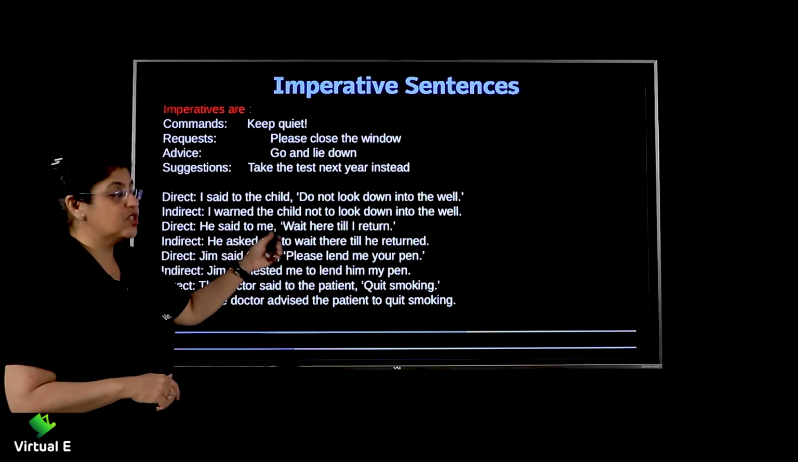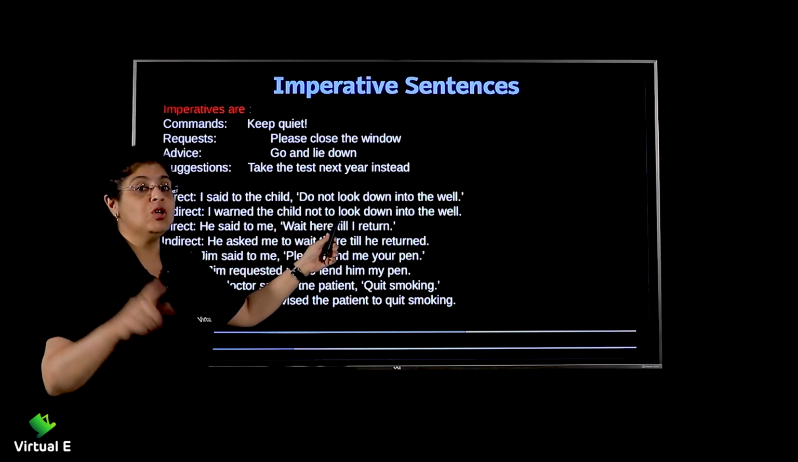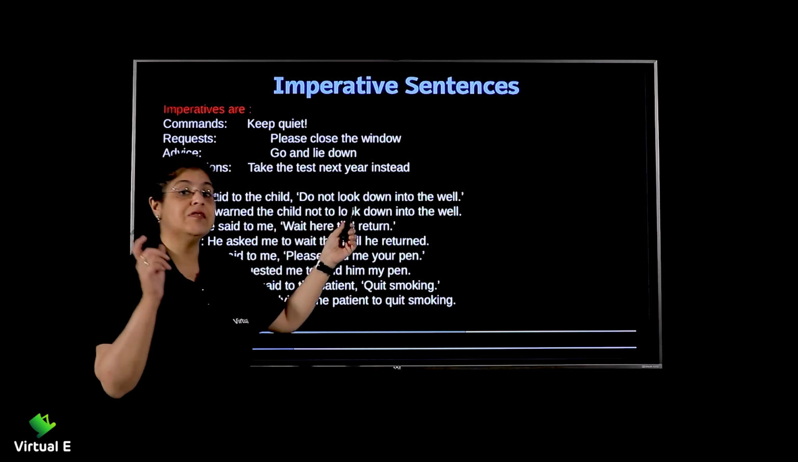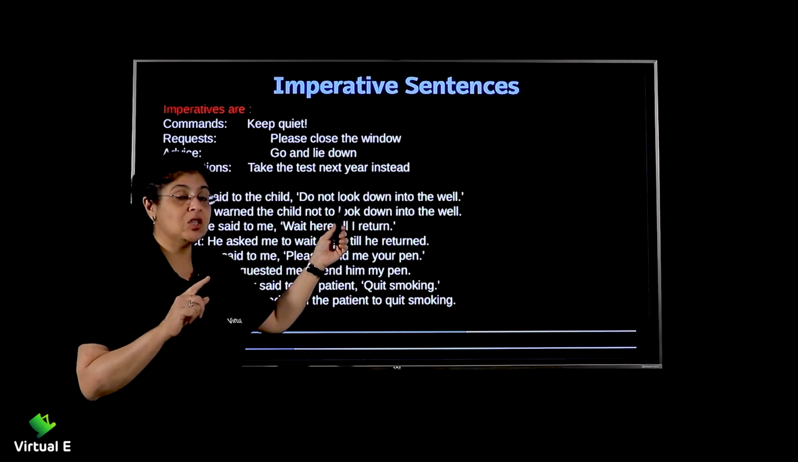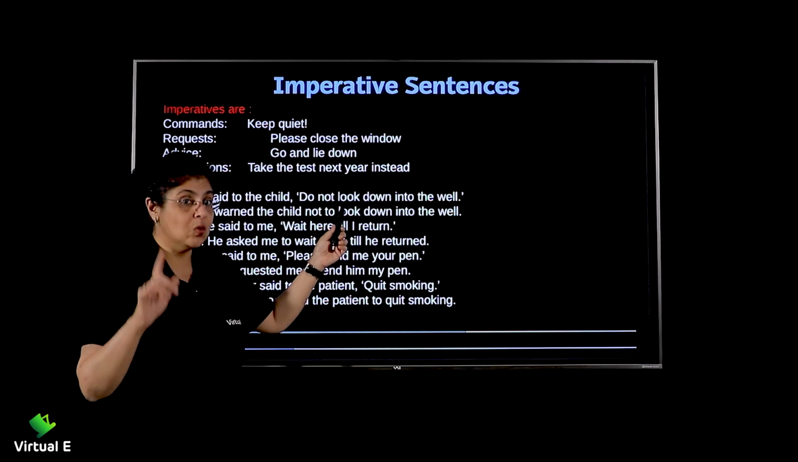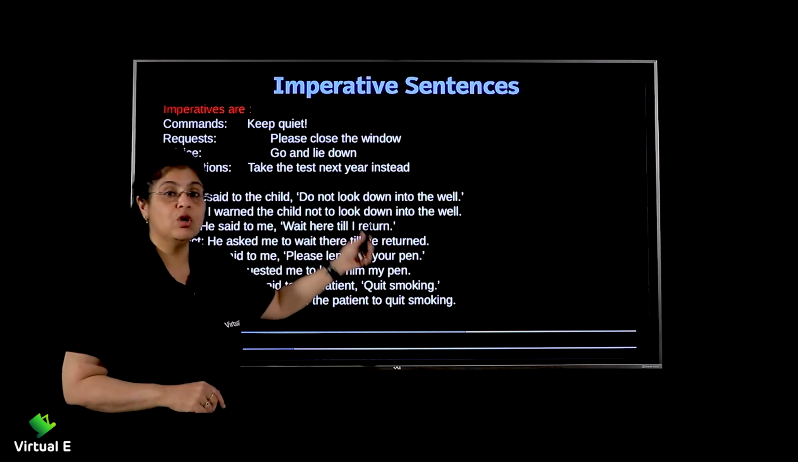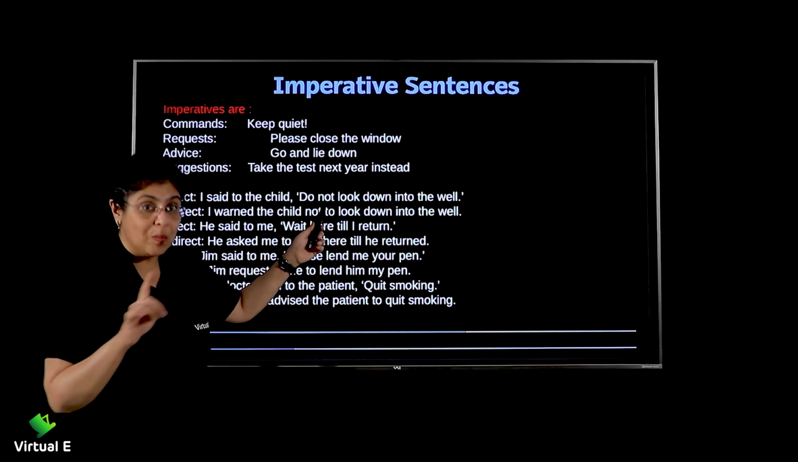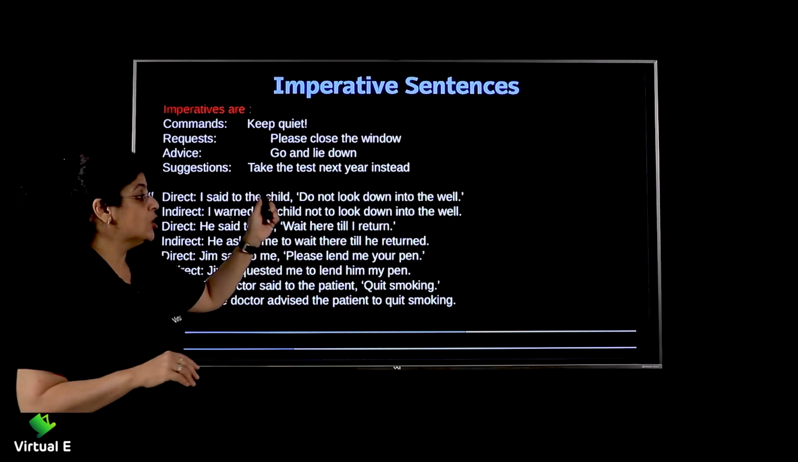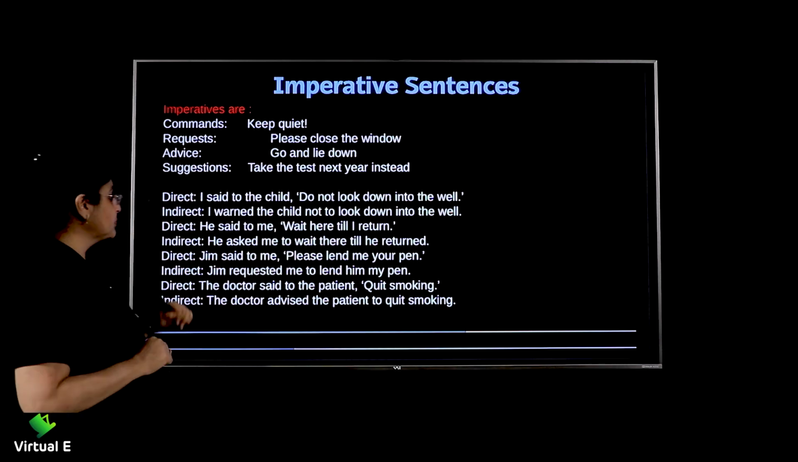I warned the child, you're warning someone, right? Not to look down. See, look is the verb. We want the infinitive. Infinitive means what? To plus verb, correct? So, not to look down. Your negative will come first. You cannot omit the negative, right? So, not to look down into the well, full stop.